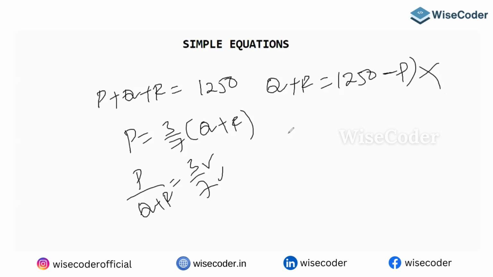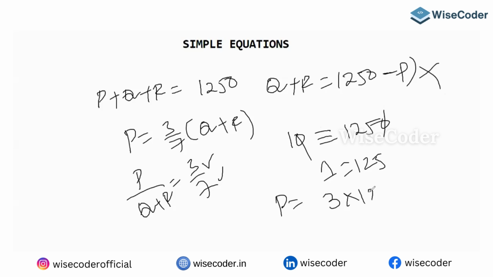3 plus 7, total 10 parts. 10 parts is equal to 1250. Then one part is equal to 125. I want P's amount, so P will have three parts, so 3 into 125. 3 into 5 is 15, 1 carry, 3 into 2 is 6 plus 1, 7, 3 ones are 3. So 3 into 125 is 375. That's how you can end your answer.